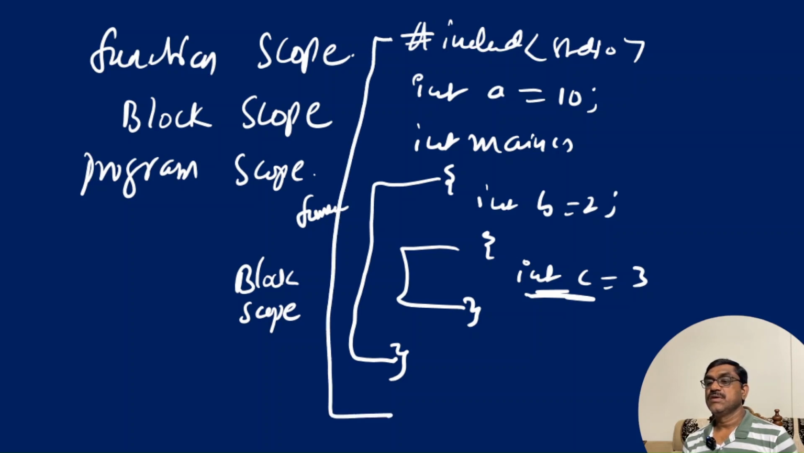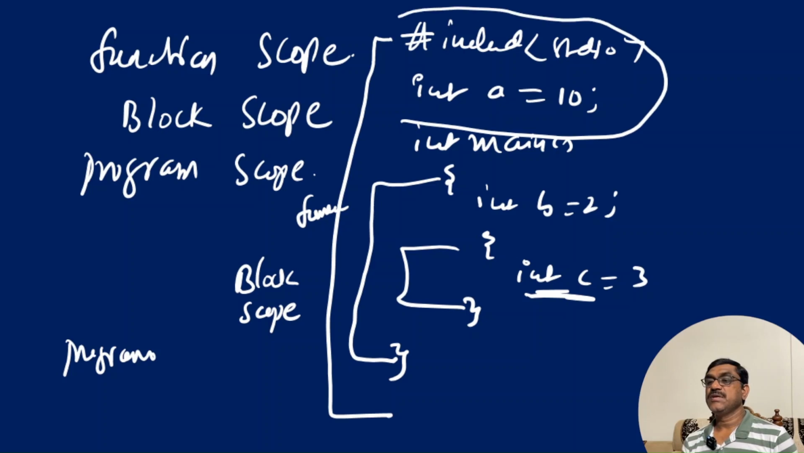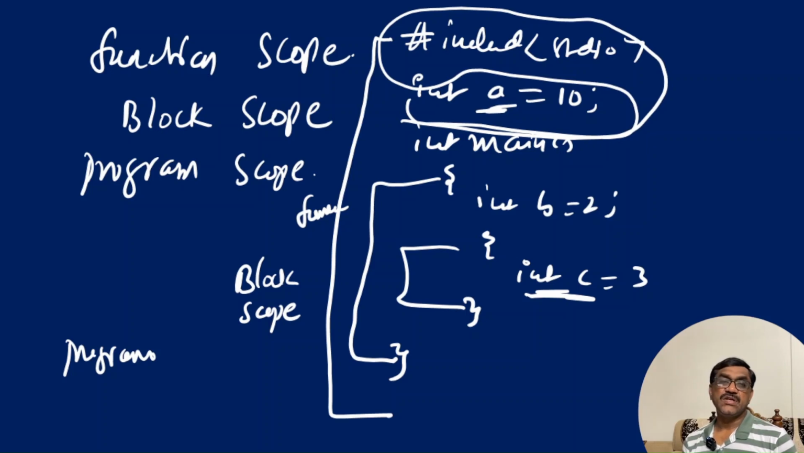This we call program scope. This is the part outside the main. The variable a comes under program scope. So a is accessed throughout the entire program. b is accessed only within the main. c is accessed only within this block, right? So these are the different types of scopes, or we can say visibilities: function scope, block scope, and the program scope.